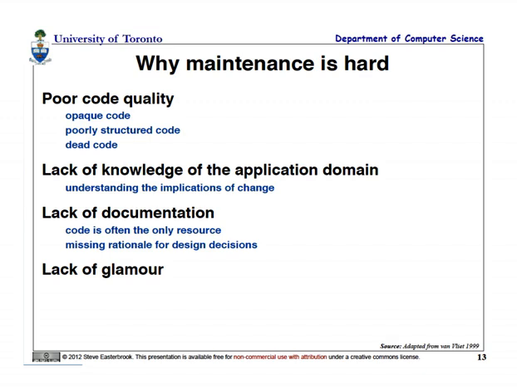First, poor code quality. Opaque, poorly structured, or dead code that does nothing but confuse the reader. Second, lack of domain knowledge. If you don't understand the banking or aviation logic, you can't predict the implications of a change. Third, lack of documentation. Often the code is the only source of truth, and it doesn't tell you why a decision was made. Finally, it lacks glamour. Most engineers want to build new things, not fix old ones.